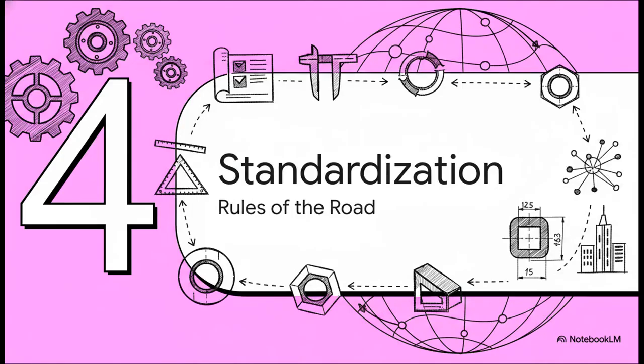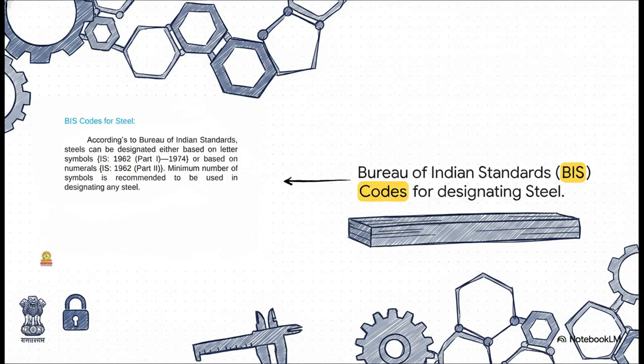That brings us to Section 4, Standardization and BIS codes. These are the strict rules of the road that keep the global engineering community on the exact same page. So, according to the Bureau of Indian Standards, or BIS, there is a very specific methodology for designating steels. As you can see, they mandate that a minimum number of symbols must be used to designate any given steel. This is a real game changer because it ensures that a material specification is never just left up to interpretation. It is precise, standardized, and legally defined.